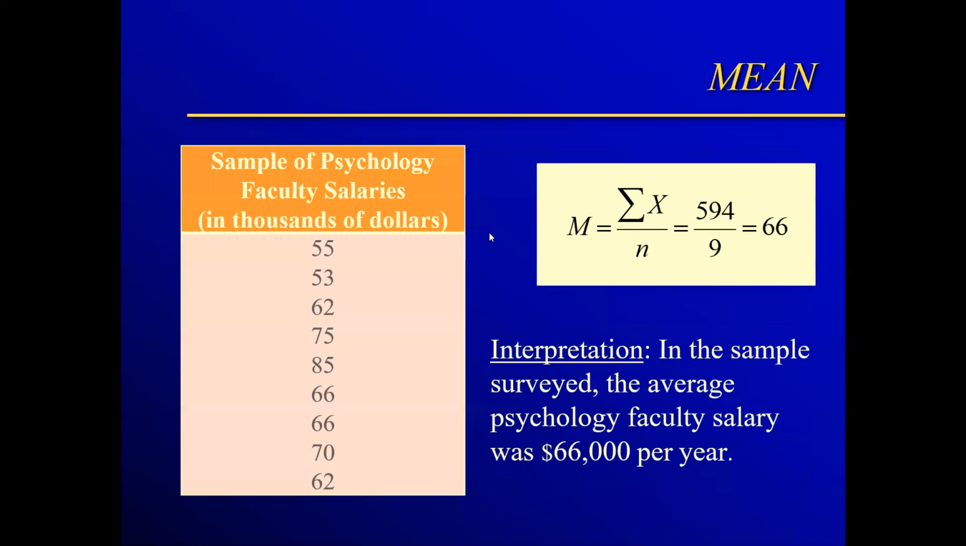So not going to walk through this. This is just calculating the sample mean. You can see that this is just a sample of psychology faculty salaries, and we have 9. So you add up all 9 salaries, divide by 9, and we find out that the average salary was $66,000 per year. Come back to this slide if you need a refresher on how to do mean. So this is an idea of sample mean.